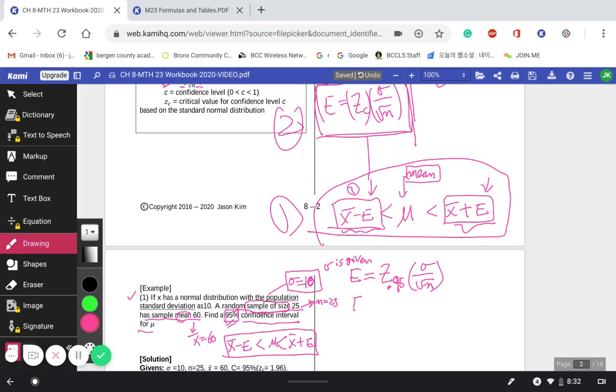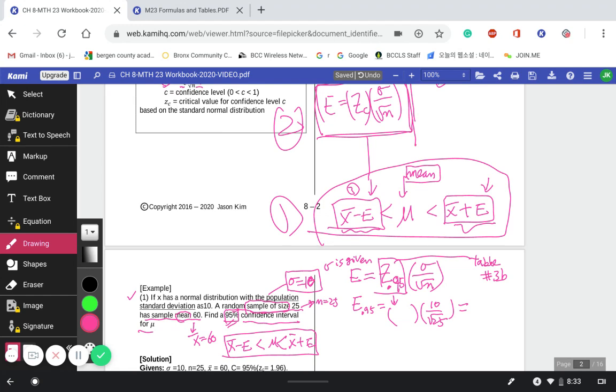So the estimate E for 0.95 is z of 0.95, which you find from table number 3b. Okay, and then sigma was 10, and n was 25, so square root of 25. To get that value, all you need to do is find z of 0.95, the critical value for the confidence level of 95%.